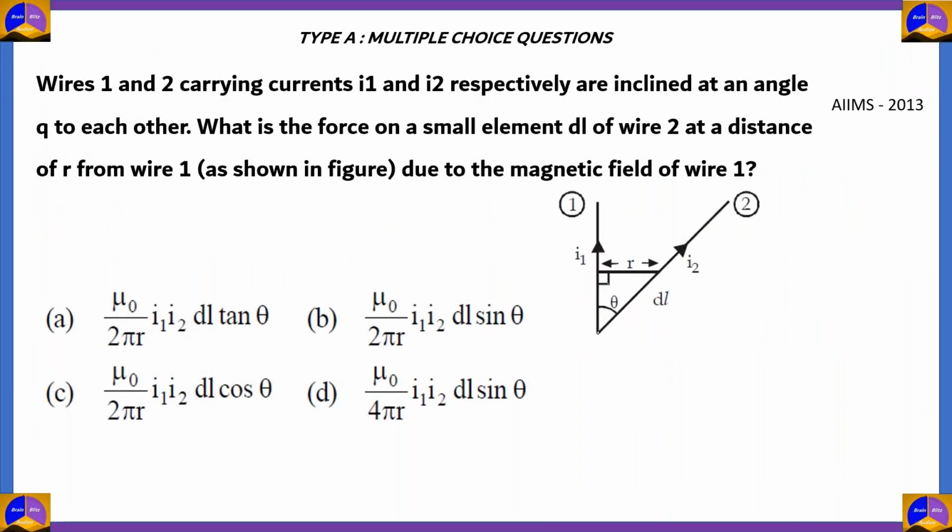Next question. Wires 1 and 2 carry currents I1 and I2 respectively, and they are inclined at an angle theta to each other. What is the force on a small element dl of wire 2 at a distance of r from wire 1, which is shown in the figure, due to the magnetic field of wire 1? So we have a figure here. We need to find the magnetic field at point P.